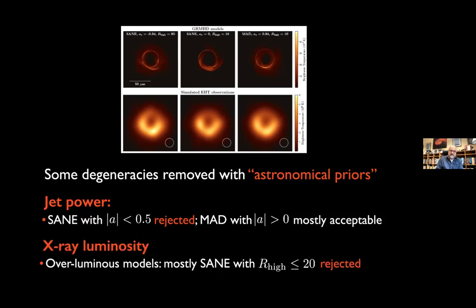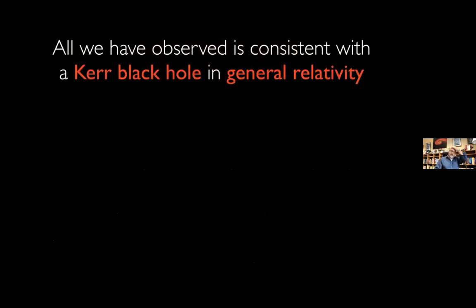If you then put in the X-ray luminosity, again, you have another way of rejecting some of the models. So this doesn't give you a measurement, but it already starts to isolate regions of the spin which are incompatible with the observation. Slowly rotating black holes cannot produce what we see. Okay.